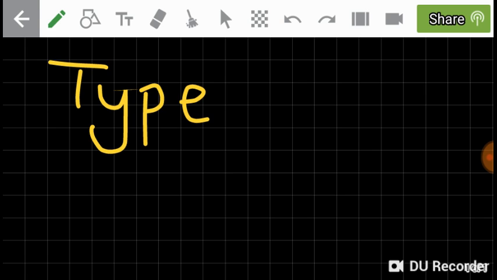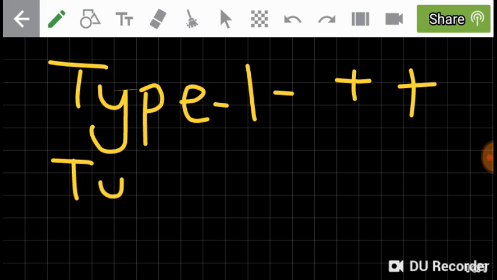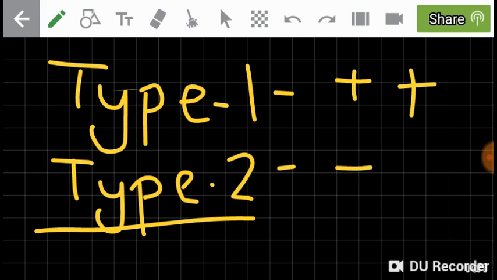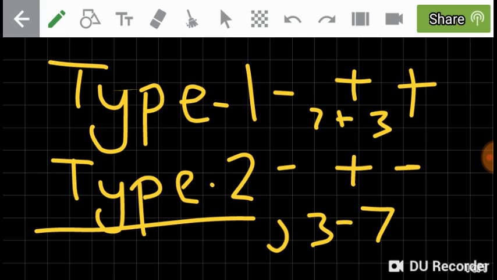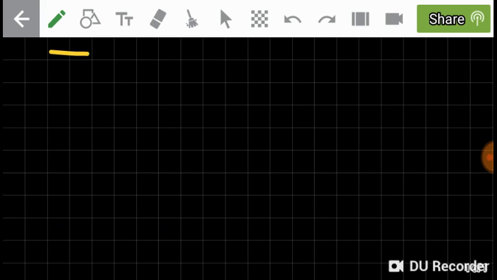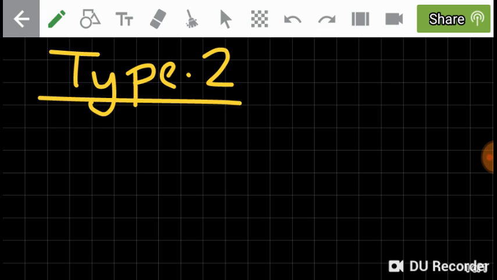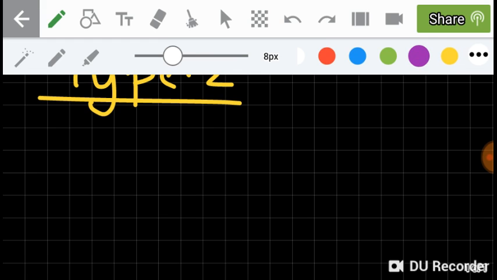In type 1 we have seen both the numbers are positive, but in type 2 the only difference is that instead of both being positive, one number will be positive and the other a negative. In type 1 it was 7 plus 3, but in type 2 it should be like 3 minus 7. Now let us see an example in type 2. So let me write type 2: one number is positive, the other number is negative.